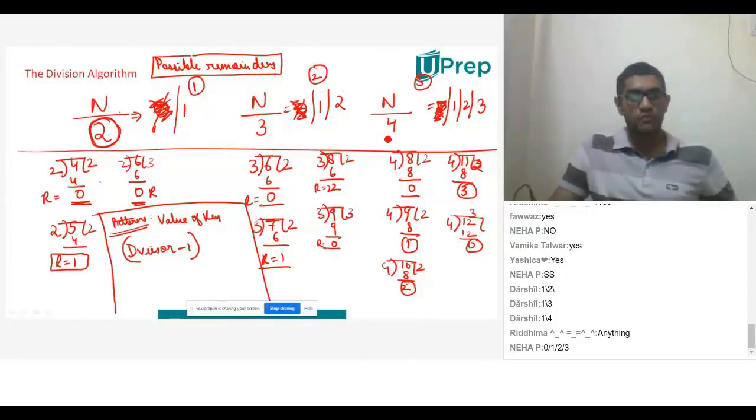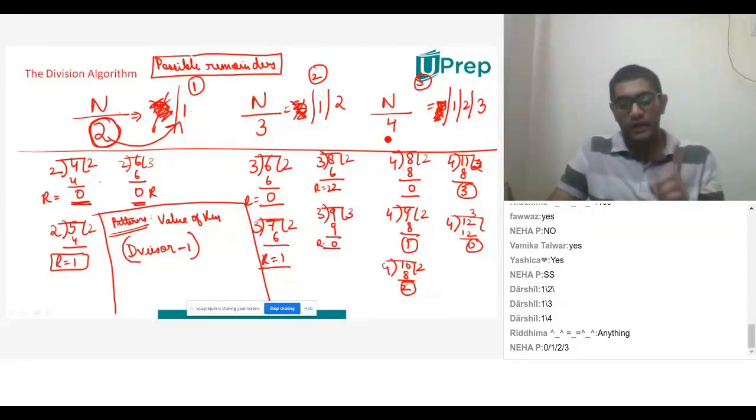What was the divisor? 2. What was the maximum possible remainder? 1. Sir, I'm not following. Can you please explain again? I'll explain. Listen. What I'm trying to say is the maximum value a remainder can take is 1 less than the divisor. That was a statement.